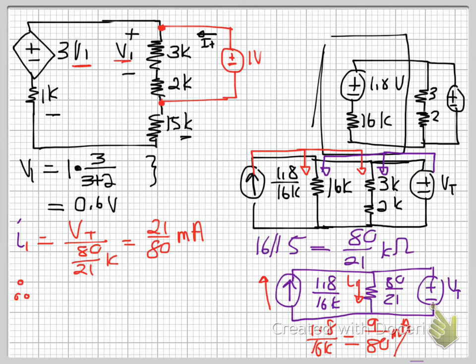So therefore the remaining I of test is 21 over 80 minus 9 over 80 milliamps, which is a value of 12 over 80. This is your value of IT.